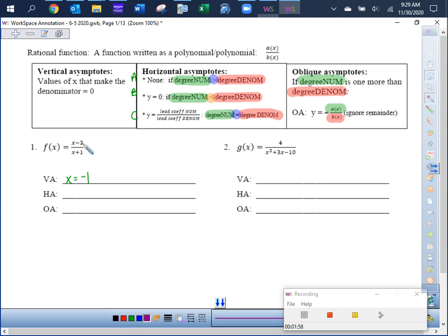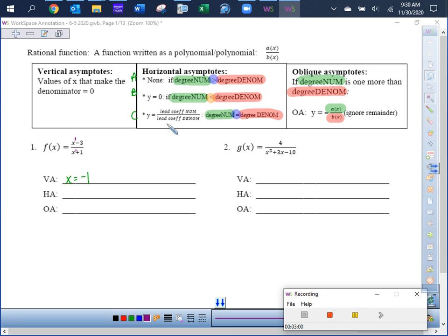What is the degree of the numerator? The biggest exponent you see is 1. This has a degree of 1. How about the degree of the denominator? It is 1. Those have the same degree. Please, with your neighbor, see if that's option A, option B, or option C. Which one of those has the same degree? It is option C, where the degrees are the same because they're equal to each other.